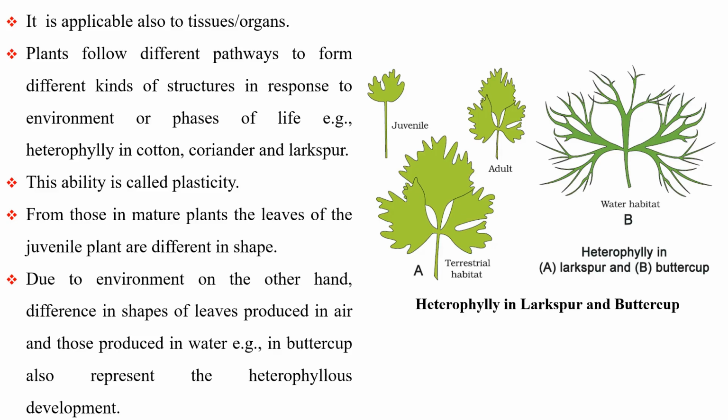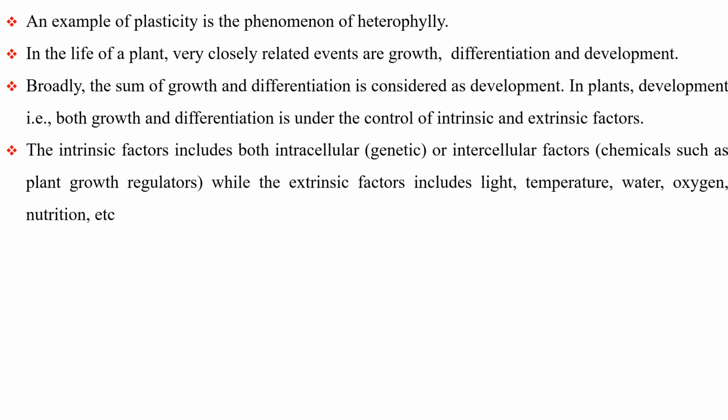Plants follow different pathways to form different kinds of structures in response to environment or phases of life. For example, heterophylly in cotton, coriander and larkspur. This ability is called plasticity. The leaves of the juvenile plant are different in shape from those in mature plants. Due to environment, on the other hand, the difference in shapes of leaves produced in air and those produced in water, for example in buttercup, also represents heterophyllous development. An example of plasticity is the phenomenon of heterophylly.